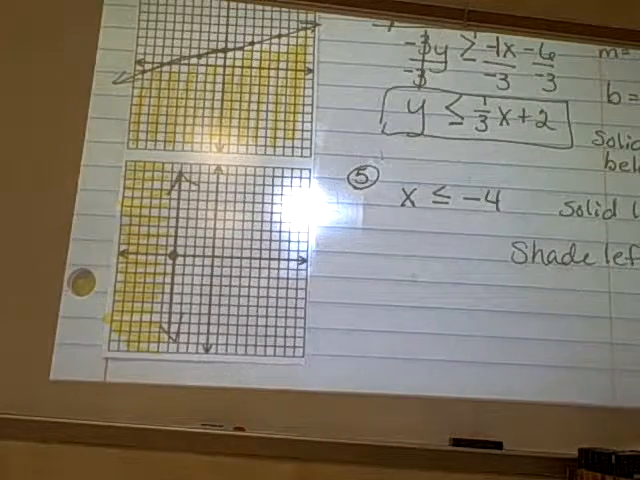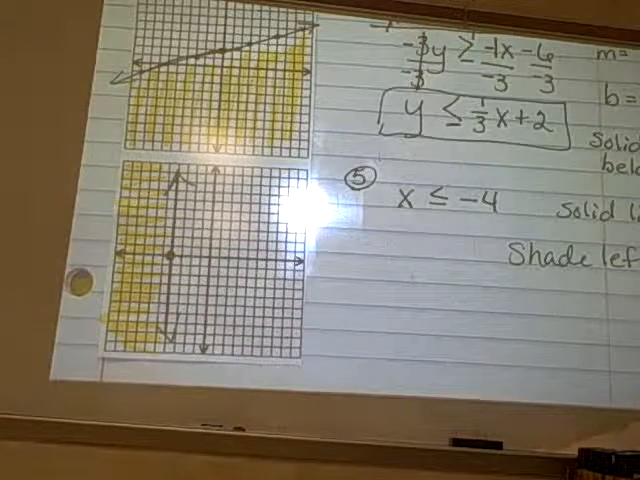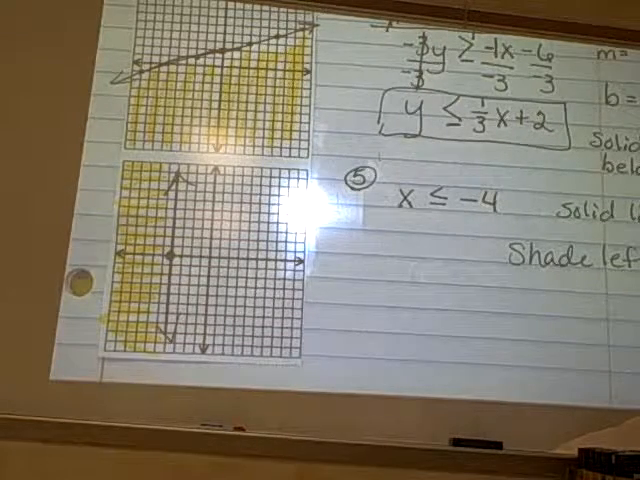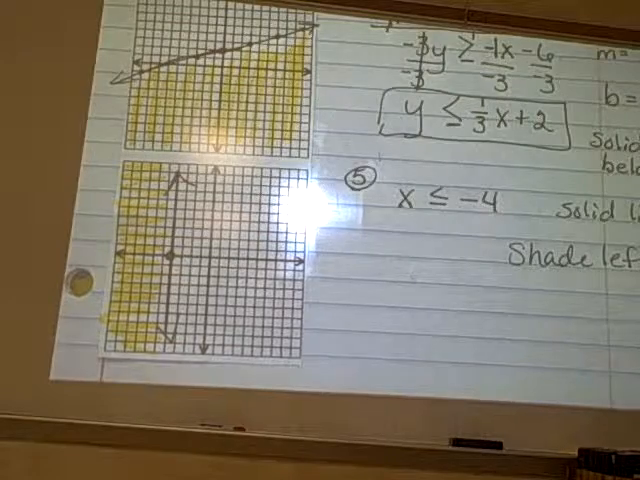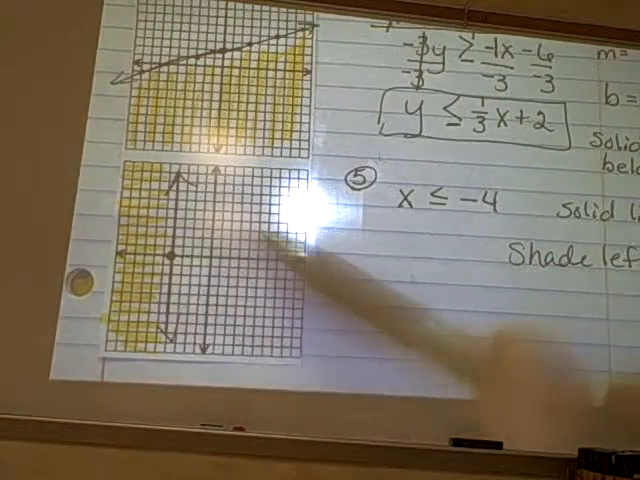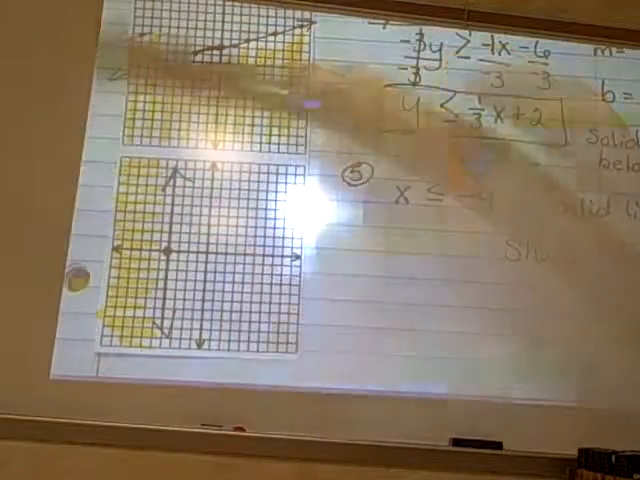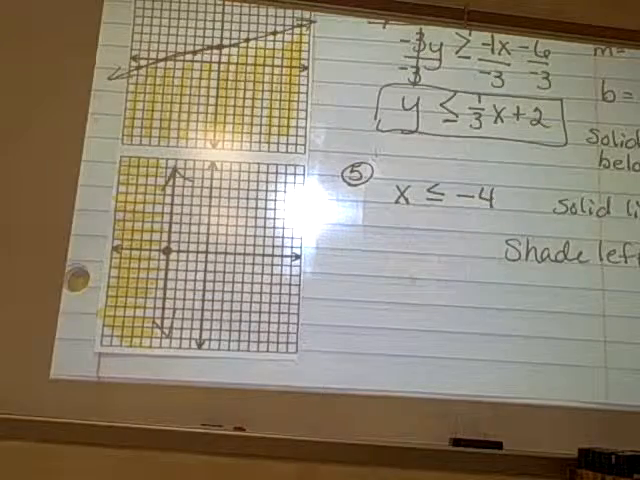What would it be if I had y is greater than 3? And it didn't have an x in it at all? If it just has a y, it just touches the y. So that would be like up here and it'd be horizontal. And if it was greater than, it would be above. So it'd be horizontal like that and shaded above. Basically, that's all the inequalities. We're just going to practice them now.